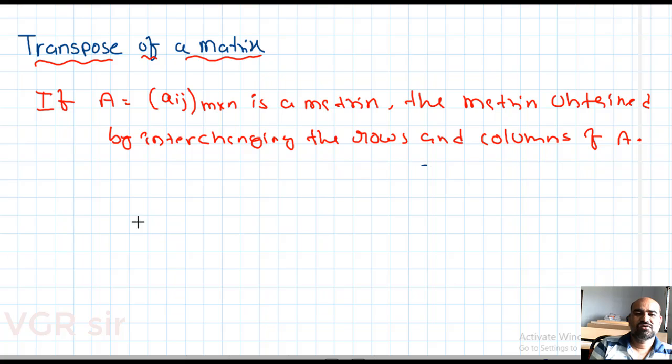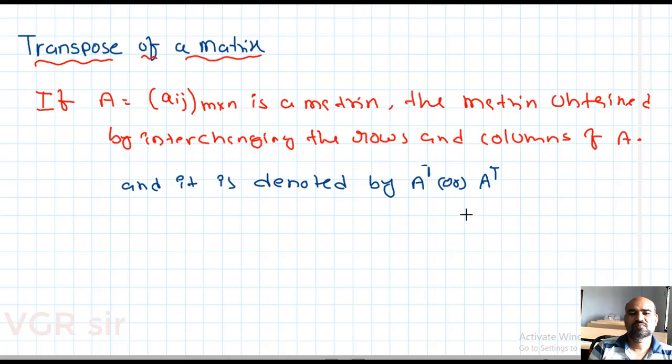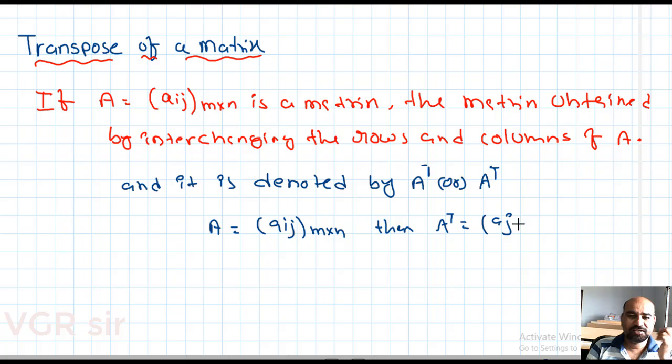And it is denoted by A power T, or A transpose. Understood? What is the meaning of this? If A equal to Aij with m rows and n columns, then A transpose is nothing but Aji with n rows and m columns. Okay, example.